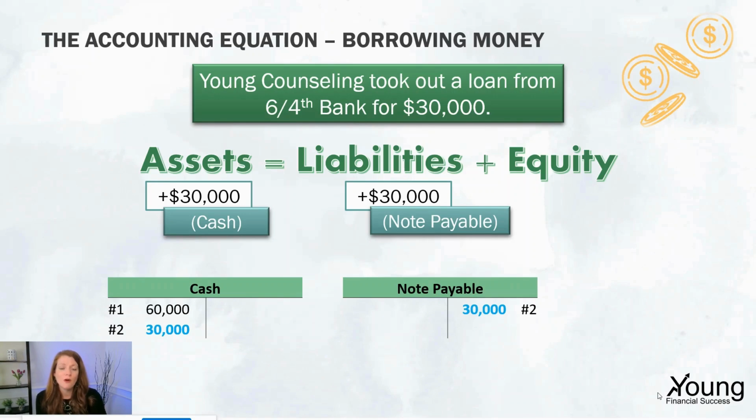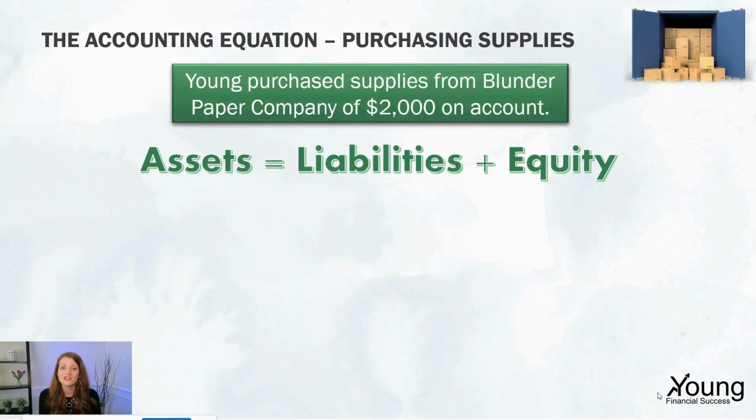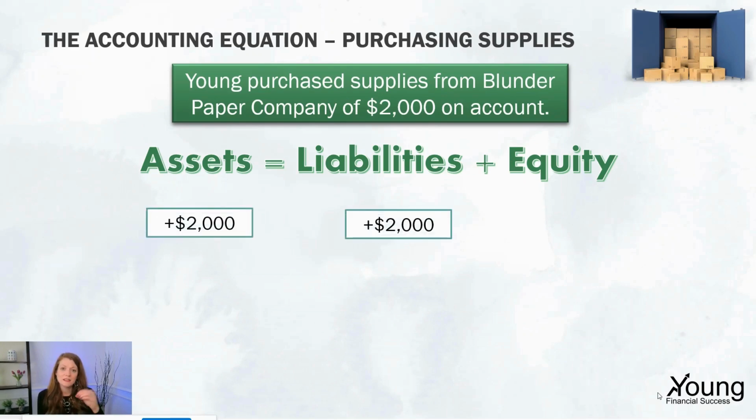All right, and we always want to make sure that our accounting equation balances. I don't have the common stock showing here, but we know there was another $60,000 credit balance in equity from our last transaction. So that means we have $90,000 on the asset side, $90,000 on the liability and equity side. So we're good to go. Then we had that transaction where Young purchased supplies from Blunder Paper Company of $2,000 on account. So we said, since it's on account, that means cash did not go out yet.